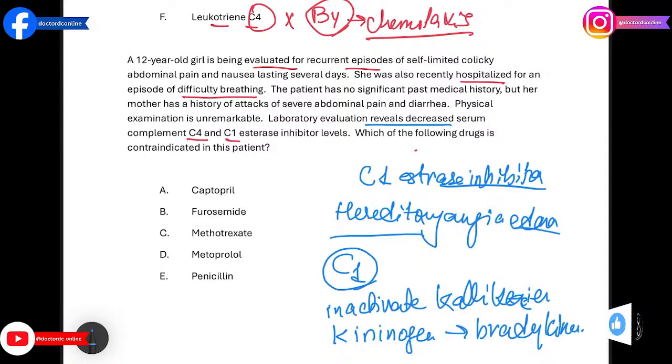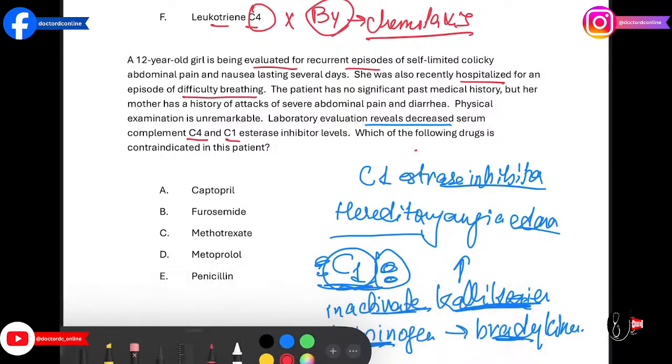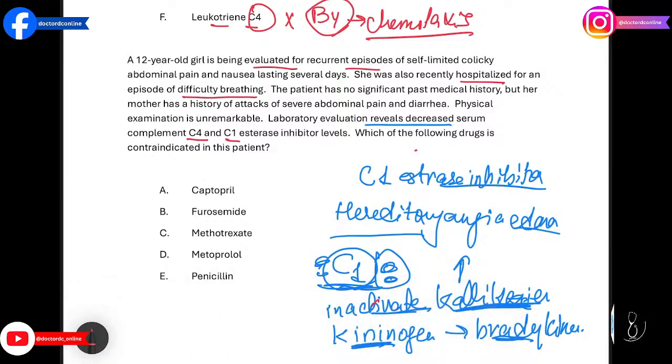And in hereditary angioedema, the low C1 esterase inhibitor activity leads to an increase in active kallikrein and bradykinin levels. Because this C1 esterase is absent, there will be activation of kallikrein. What is its function? It converts kininogen into bradykinin, and C1 esterase inhibitor would normally inactivate kallikrein. So there will be an increase in bradykinin.